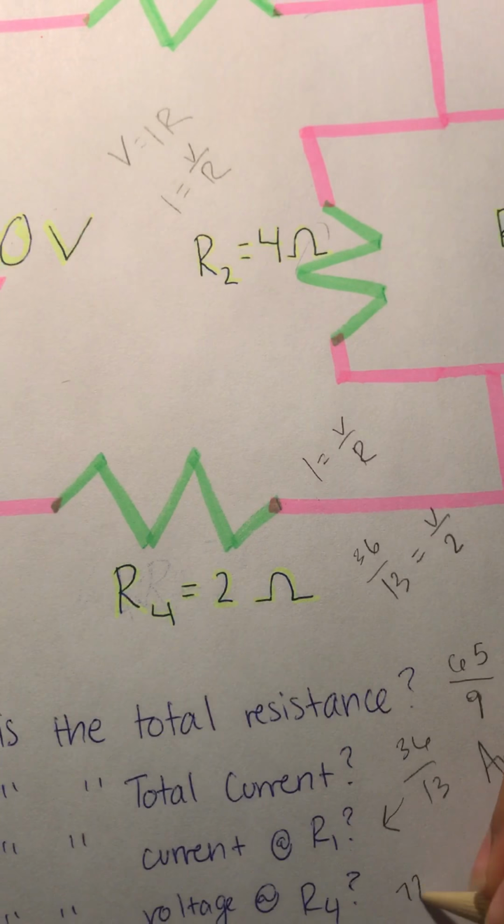You want to draw the diagram in a way that the battery goes to a resistor. If there's any parallels, you want to draw them like this so it's easier to comprehend them. Then it goes back to a resistor and comes back to the negative end.